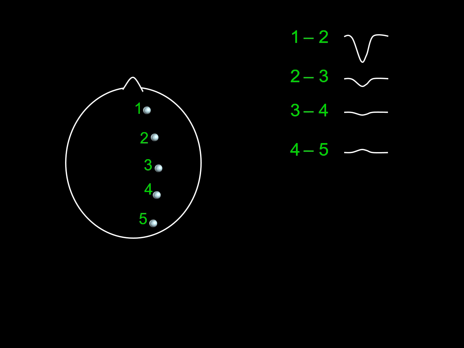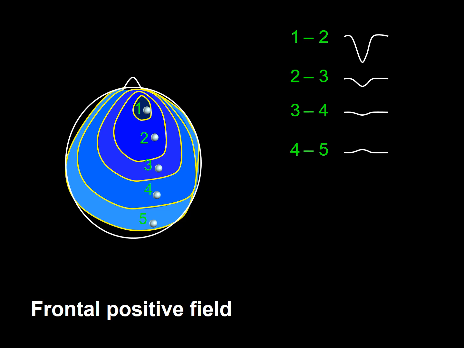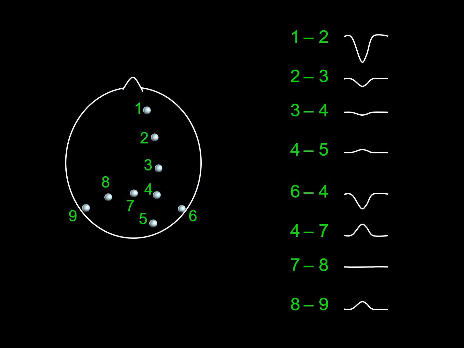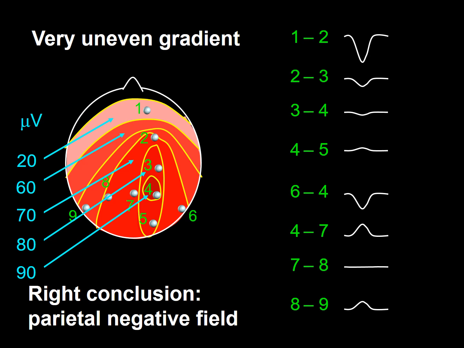This tracing can be interpreted as a positive field with maxima positivity in the frontal polar electrode. Were we to place electrodes at the locations shown in this frame, that is at positions 6, 7, 8, and 9, and record in a bipolar fashion from those electrodes, and the recording from those electrodes were to look like I have just introduced in this frame, the assumption that we previously made regarding the frontal positive field would be wrong. The correct assumption would be that we're dealing with a negative field with maxima under the electrode labeled as 4.